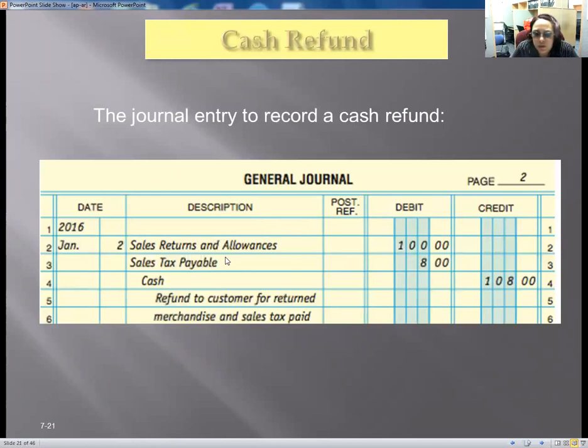And then you want to do a detailed description, which is refund the customer for returned merchandise and sales tax paid. And I would even put on here their original sales invoice or service ticket. That way you'd have it on hand if you have to go and research this a little bit more.